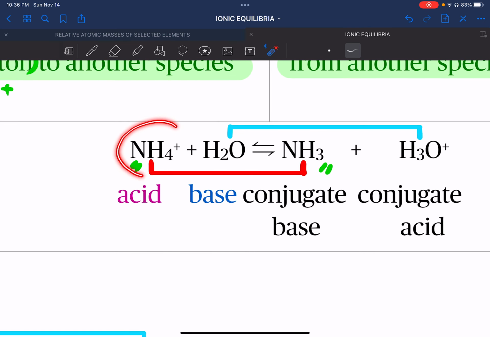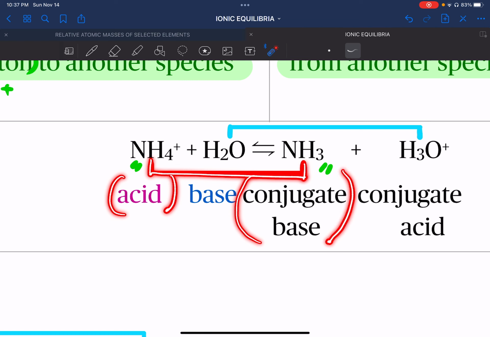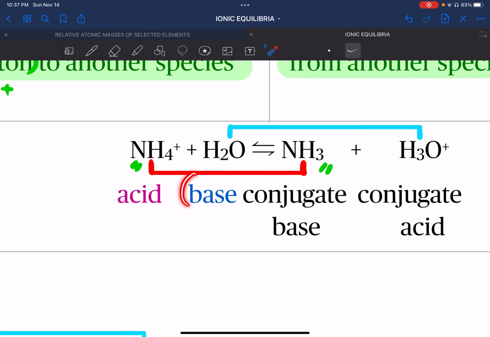Kita dah tahu NH4+ is acid, water is our base. So, what is the connection? So, NH4+ dan NH3 ni, if this is acid, dia punya pasangan adalah conjugate base. Okay, conjugate base. So, water is a base, so pasangan dia adalah conjugate acid.